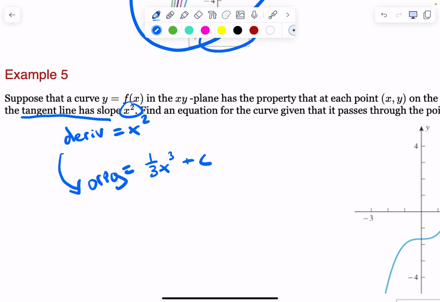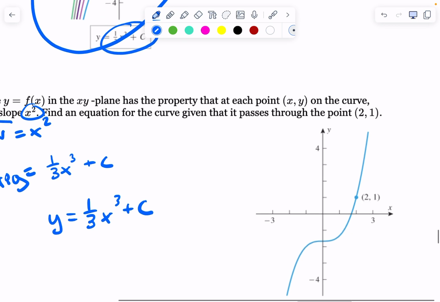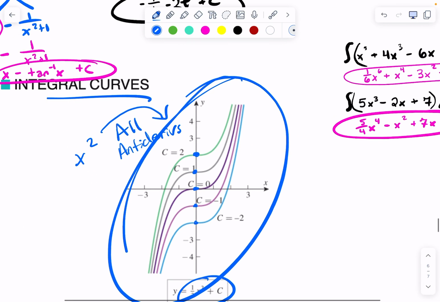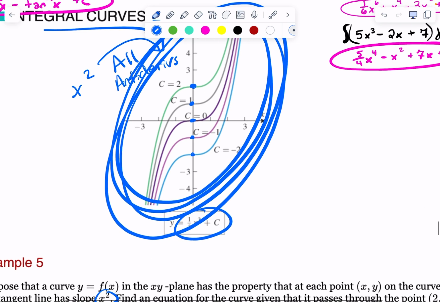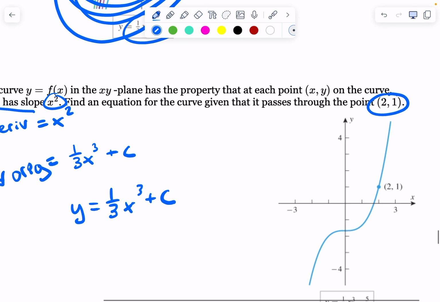So the equation will be y equals 1/3 x cubed plus c, right? That's what it will be if I write it out as a function. It says find an equation for the curve given that it passes through the point 2, 1 specifically. So now we plug all those in. All of these are antiderivatives, but which one is going to go through the point 2, 1? We just plug it in for the x's and the y's and solve for c. We're plugging in 2 for x and 1 for y.